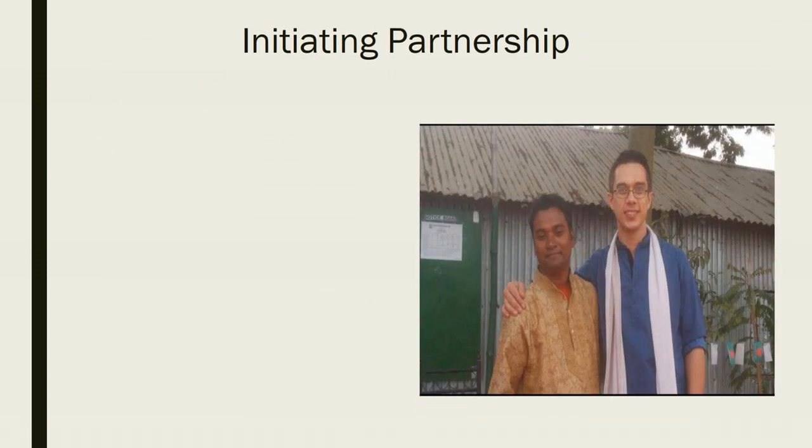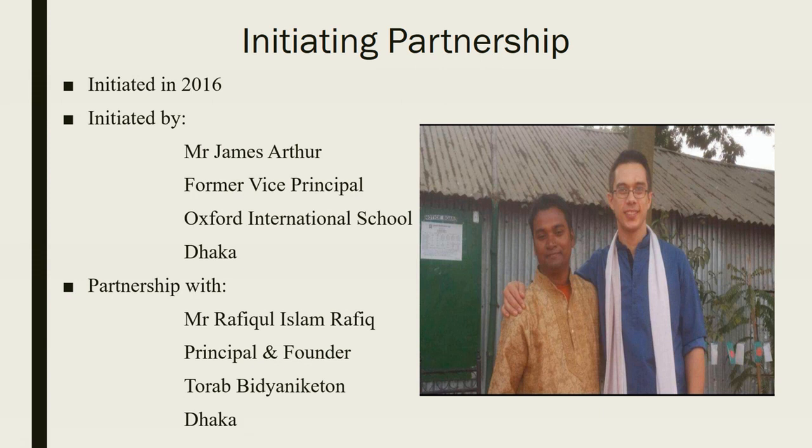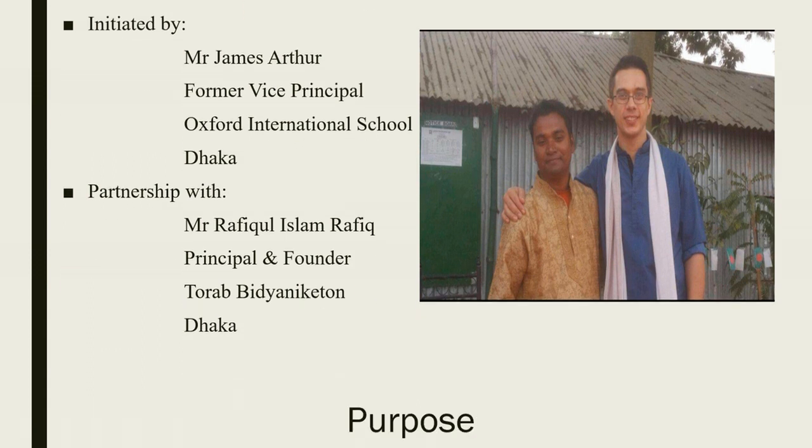So he didn't want to call it a donation project. Rather, he said it was kind of an initiative of partnership between two types of schools, English medium schools and slum schools. And also he didn't like the term slum schools. He would rather call it working for underprivileged children. So it started in 2016, and it was initiated by Mr. James Arthur, former Vice Principal of Oxford International School, and the partnership was done with Mr. Rafiqul Islam Rafiq, Principal and founder of Islamic School called Turab Vidya Niketan, and it is situated in Dhaka.